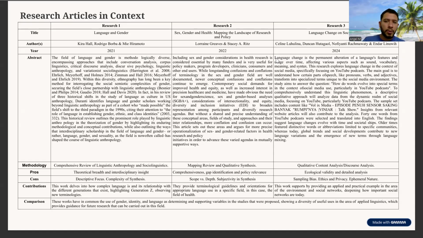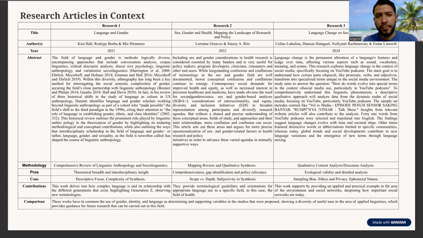Pros about this research: theoretical breadth and interdisciplinary insight. Cons: descriptive focus and complexity of synthesis. Contributions: this work delves into how language is complex in its relationship with the different generations that exist, highlighting Generation Z and observing new terminologies.